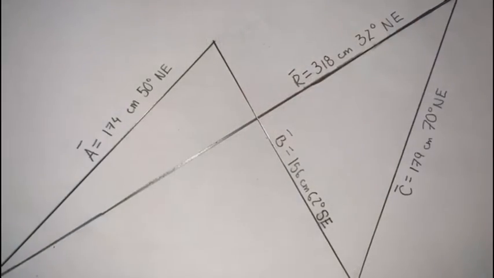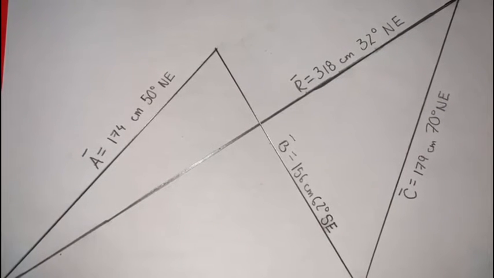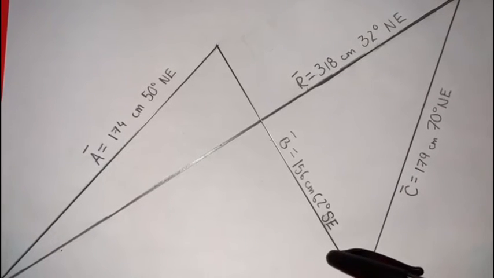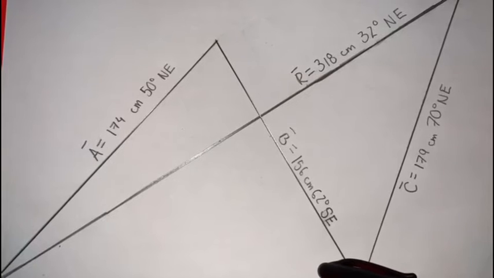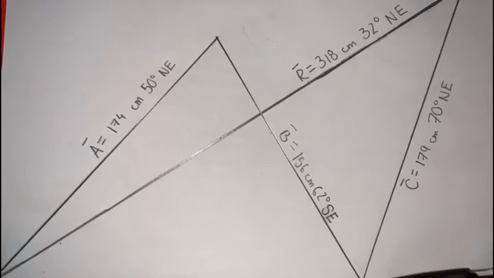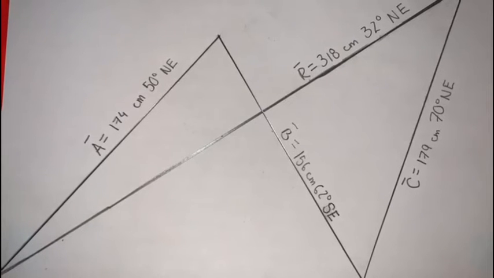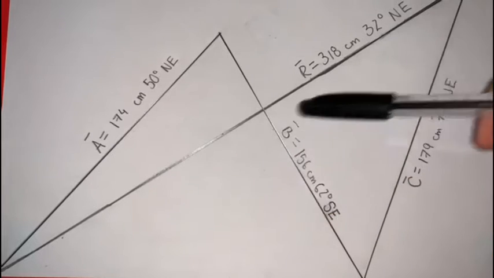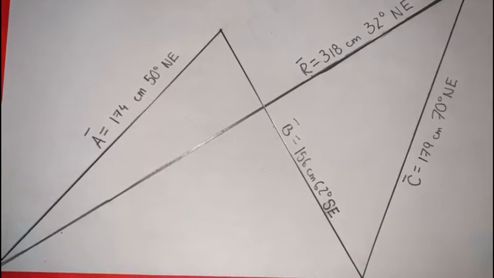Here is our Minigolf. The first vector is 174 centimeters long and has an angle of 50 degrees. Then, the second one is 156 centimeters long and has an angle of 62 degrees to the south of east. The third one is 179 centimeters long and has an angle of 70 degrees, and the resultant vector is 318 centimeters long and has an angle of 32 degrees.